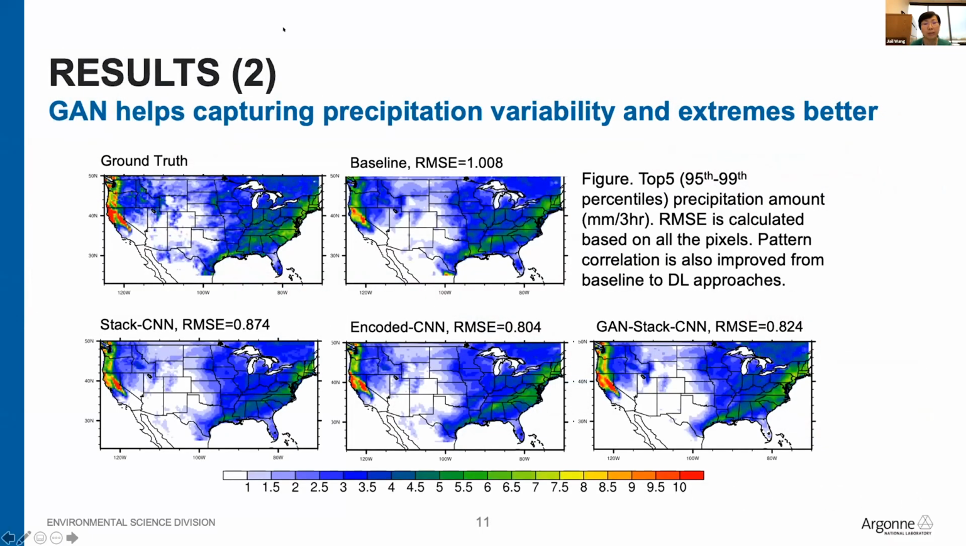And here we're looking at each pixel instead of looking at all the pixels and the time steps as shown in the PDF. Here we look at data variability or standard deviation and also the extremes. And what you're looking at here is the top 5 precipitation amount. And you can see when we use GAN to train the stack CNN, it improves the RMSE domain wise. If you look at the large values of precipitation, this GAN generates the best results compared to the ground truth. And next slide, please.